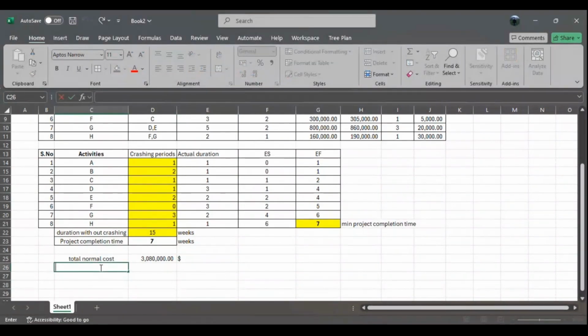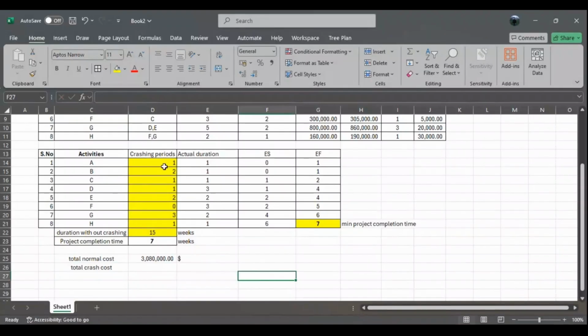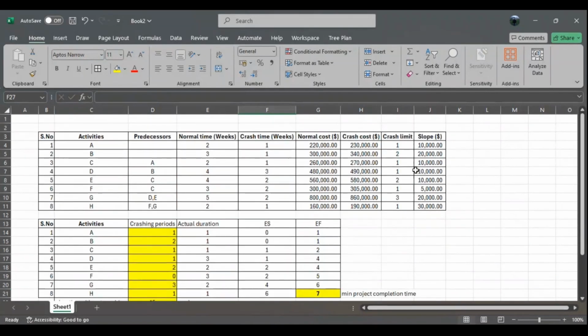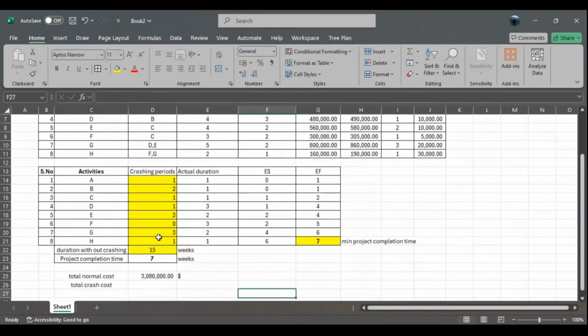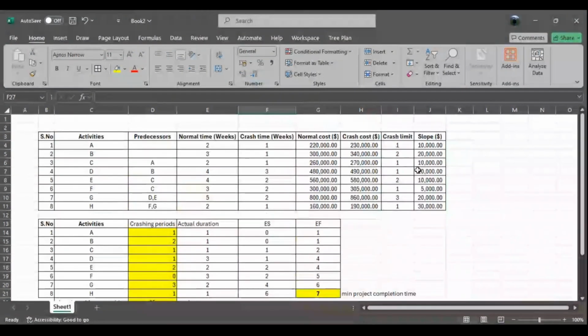Now, what about the total crash cost? The total crash cost would simply mean the periods mentioned in front of each activity that should be crashed, multiplied with the value of the slope. So these values are multiplied with those values and then added. For the first one, for activity A, we got a crashing period of 1. So we'll do 1 into 10,000 plus 2 into 20,000 plus 1 into 10,000 plus, and so on and so forth. We'll follow that whole procedure till the end.